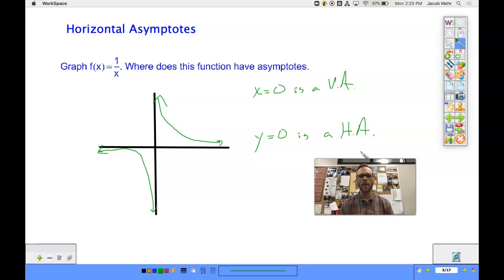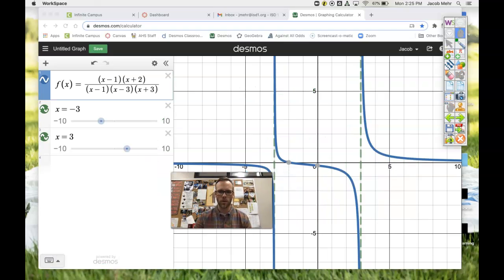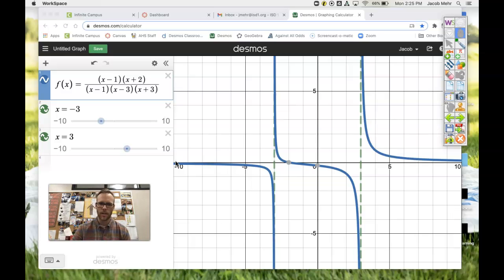And graphs can have horizontal asymptotes as well. Even look at this one that we started with. Did you notice that y equals 0 is also a horizontal asymptote? It's a line that the curve approaches and gets closer and closer to as we move further to the right and the left, as x goes to negative infinity, as x goes to positive infinity. So we end up with these horizontal asymptotes.